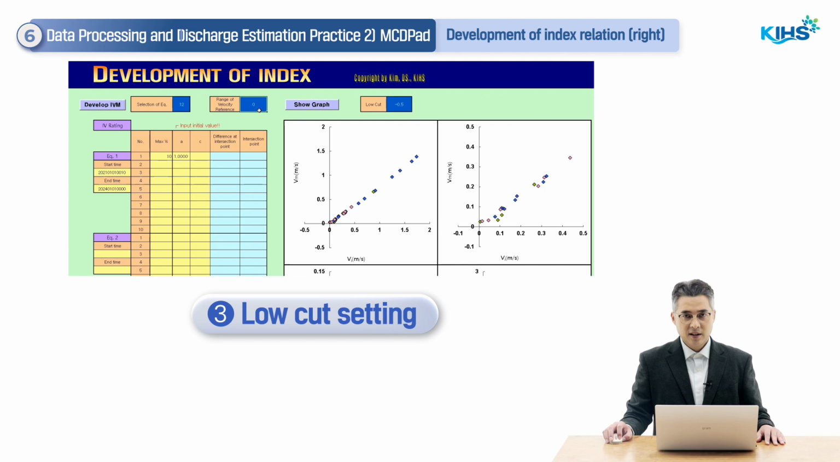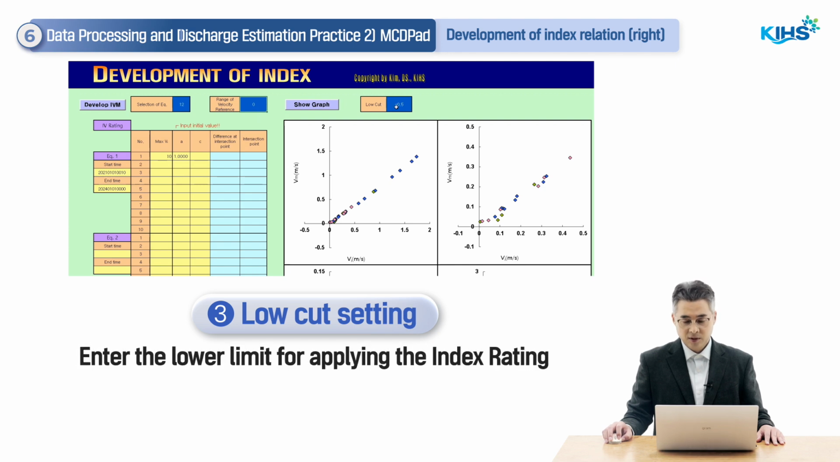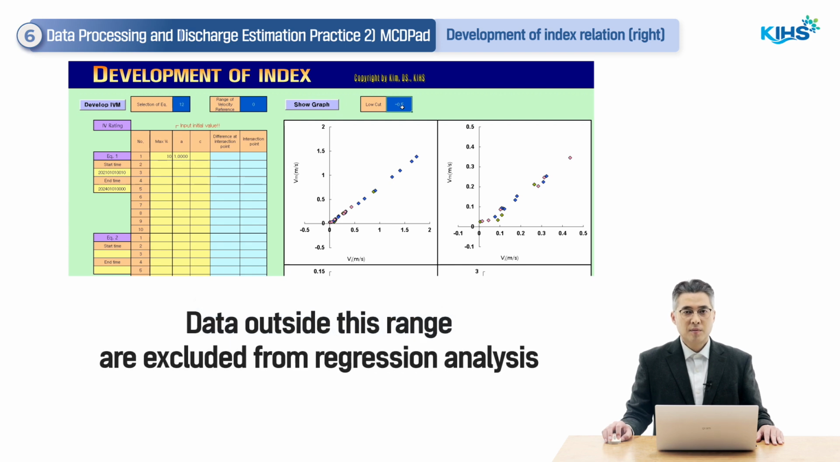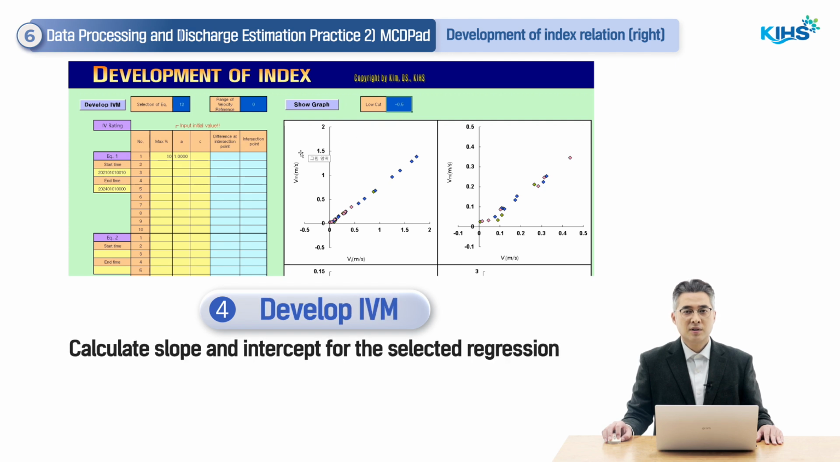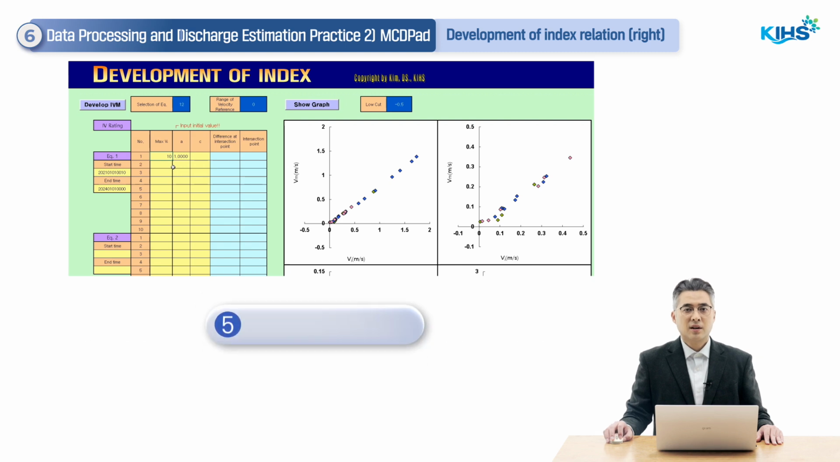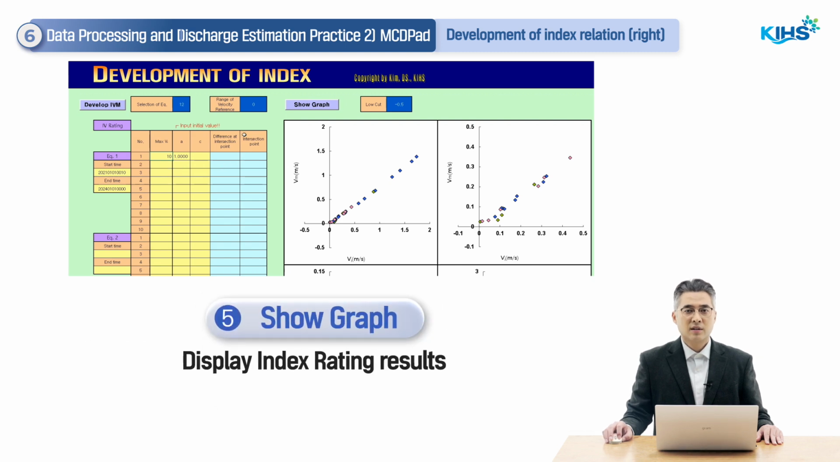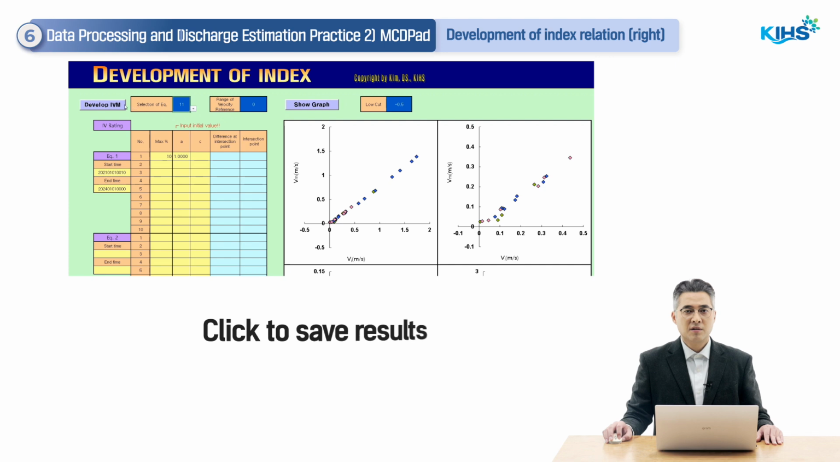Next, set the lower limit for applying the index rating. Data outside this range must be excluded from the regression analysis. For the selected regression equation, calculate the slope and intercept, and enter the maximum index velocity. The resulting index rating can be displayed on the graph. Clicking the button saves the calculation results.